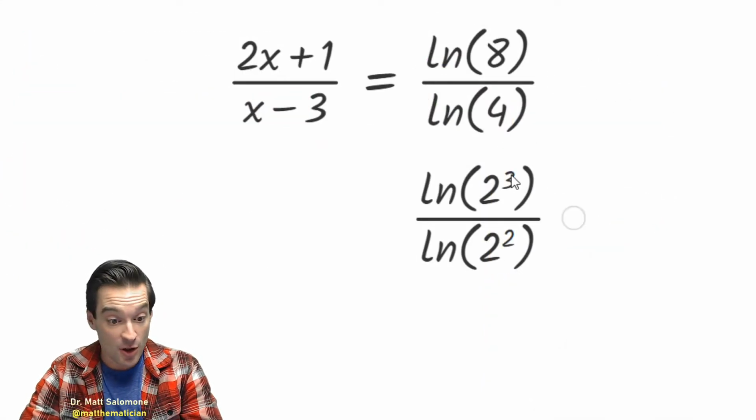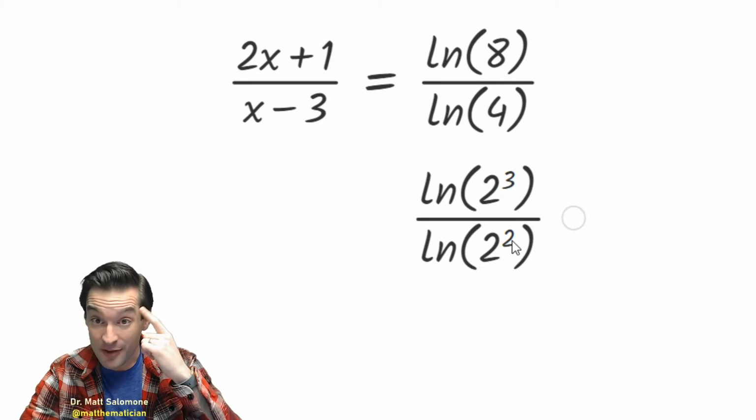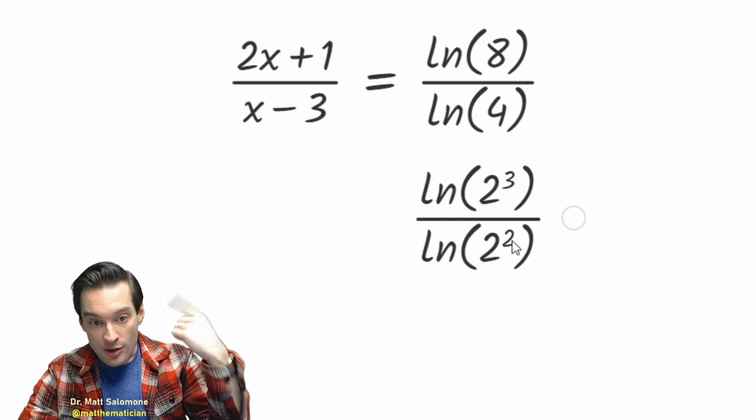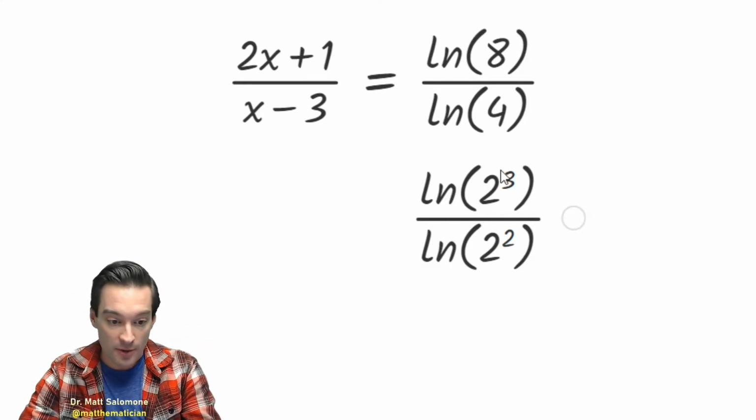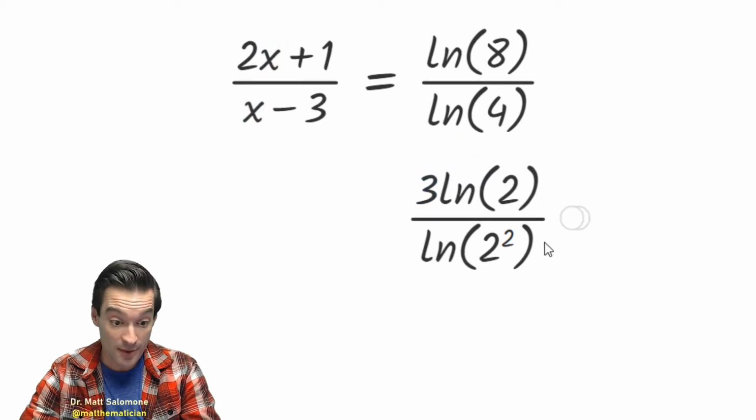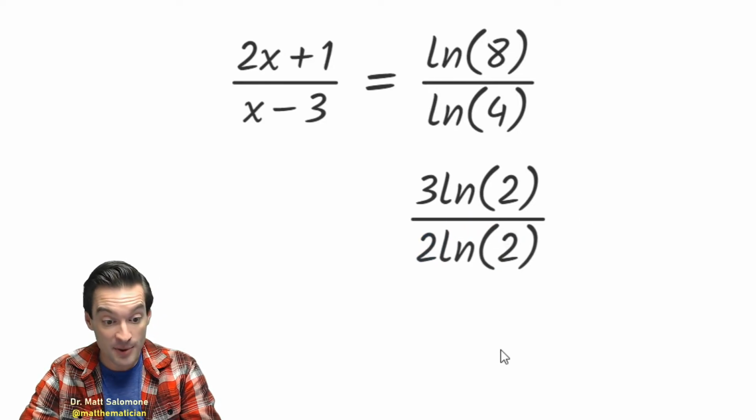Think of it as the natural log of 2 to the third power divided by the natural log of 2 to the second power. And if I think of it that way, I can again use that same property of logarithms that says that the logarithm of a power is the same as a multiple of that logarithm. So that exponent can be brought out into the front.